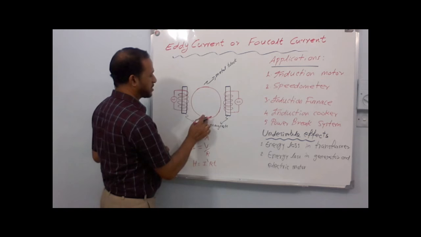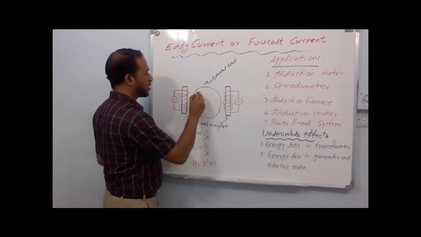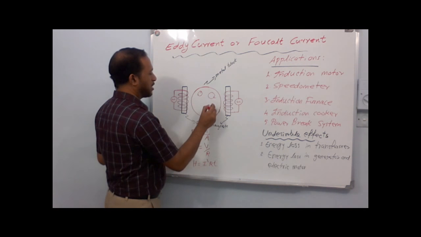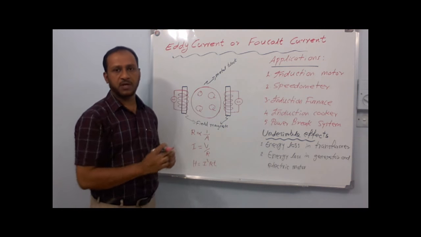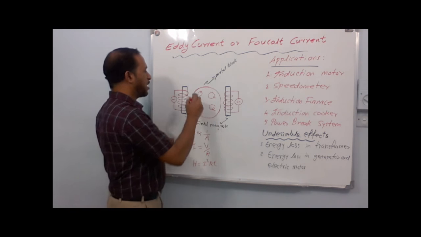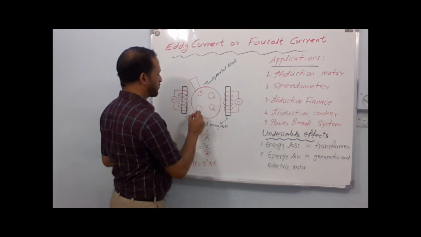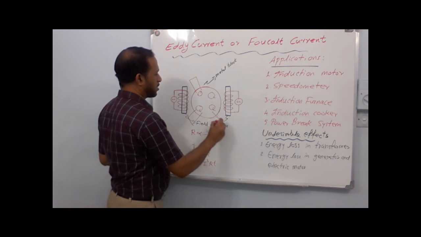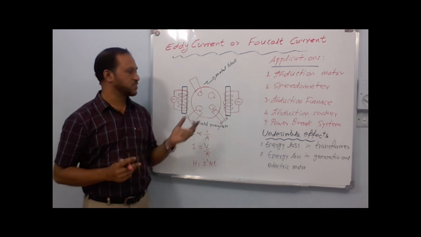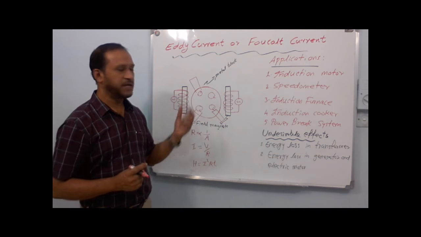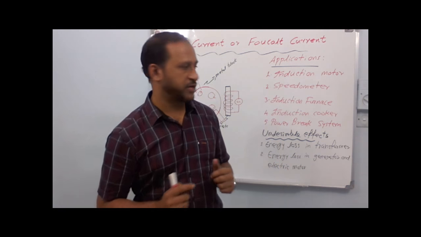Since this heavy metal disc is kept in the varying magnetic field, it will produce eddy current, loops of current inside the metal disc. Due to the eddy current flowing through the metal disc, it will experience a torque in the external magnetic field, and due to that torque, it will start rotation. On this disc, we connect the blades of the fan. When the disc rotates, the blades also rotate and give the wind. So this is the ceiling fan. Its working is based on the eddy current produced in the metallic disc, which is kept between two electromagnets that provide a varying magnetic field.